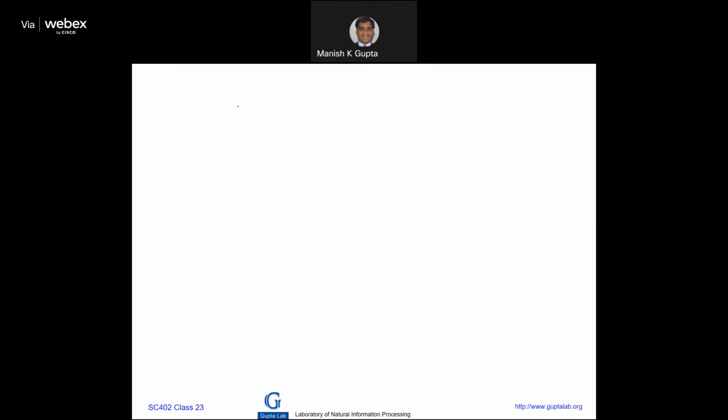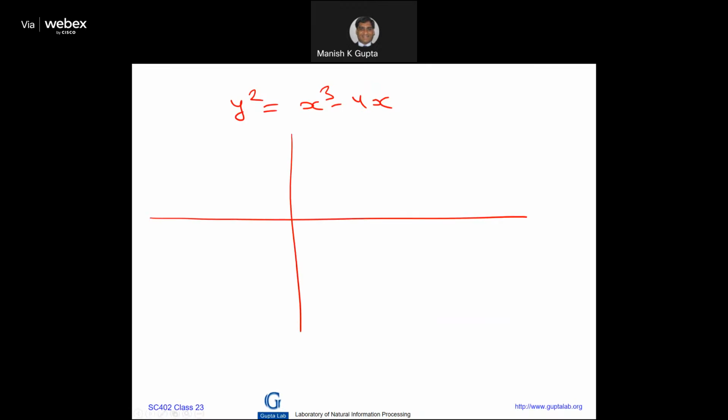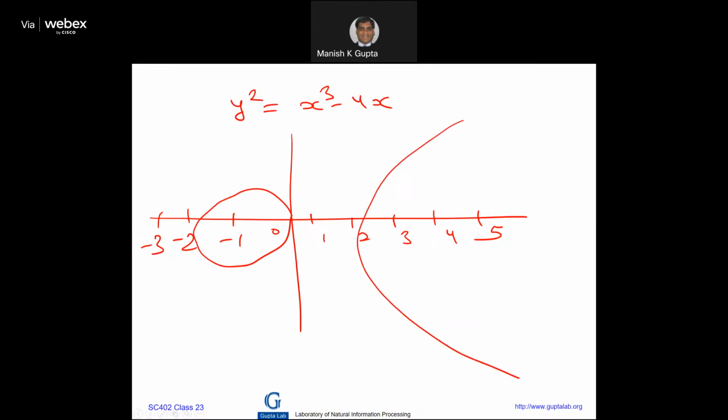So it is y square is equal to x cube minus 4x. I'm not a very good artist, but I'll at least try to make it for you: 0, 1, 2, 3, 4, 5, and so on. Minus 1, minus 2, minus 3. Something like this and something like this. This is a kind of plot when you see.